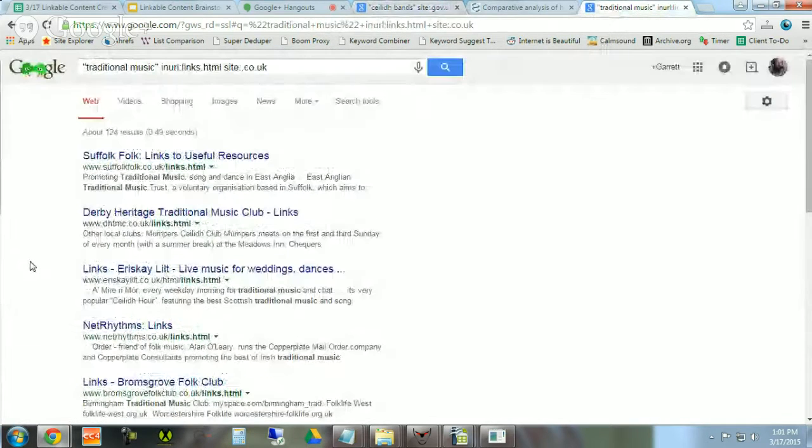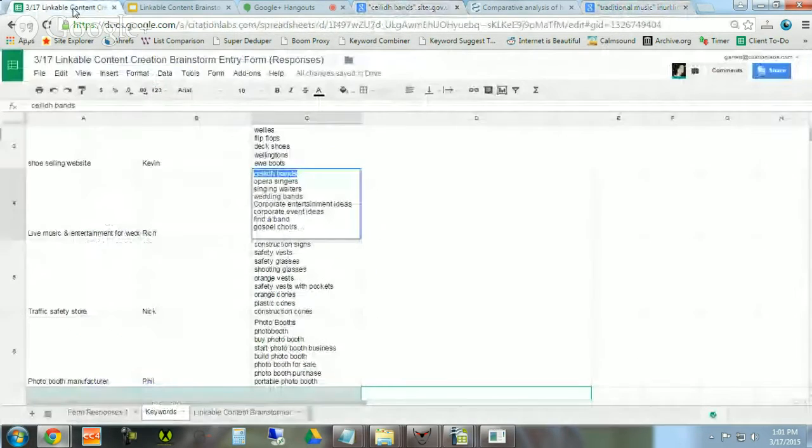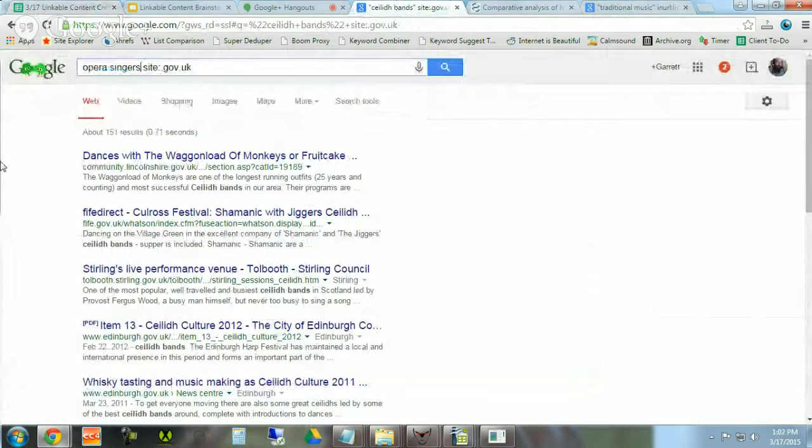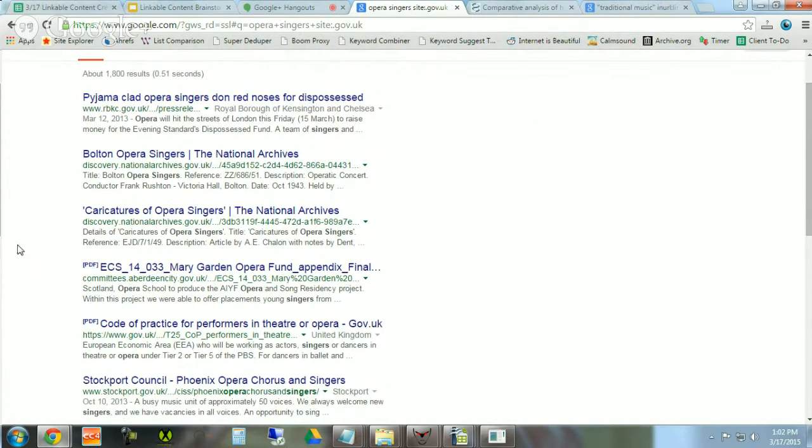I think that's a lot of good ways forward with this single keyword. Now, you want to do that same thing for, I don't even know, opera singers, here as well. This is lovely. Pajama-clad opera singers don red noses for a dispossessed fund. That's interesting. I don't quite know how to spin that one.